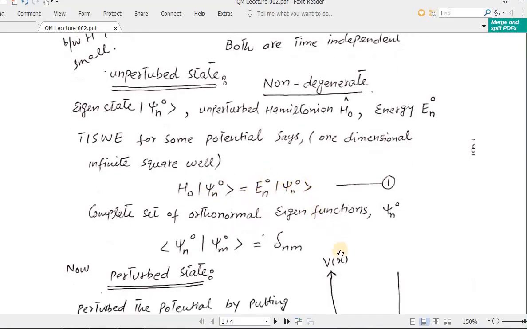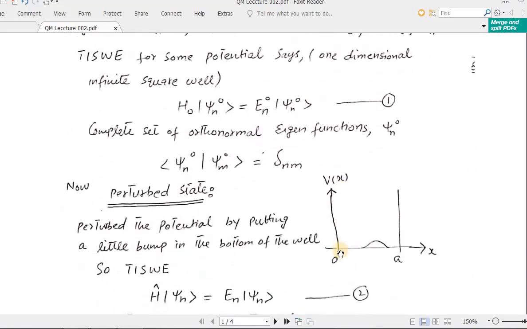The complete set of orthonormal eigenfunctions psi n naught satisfies the inner product of psi n naught and psi m naught is equal to delta nm. This delta nm is equal to 1 for m equal to n, and this delta is equal to 0 if m is not equal to n.